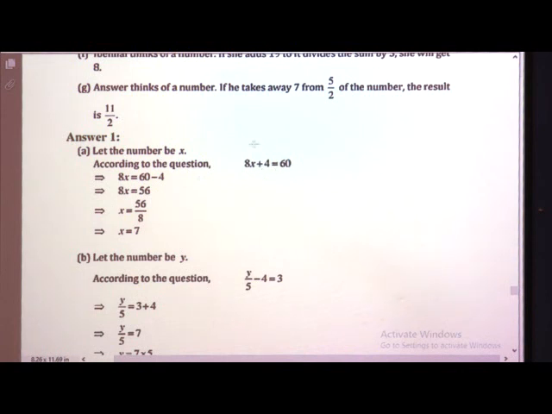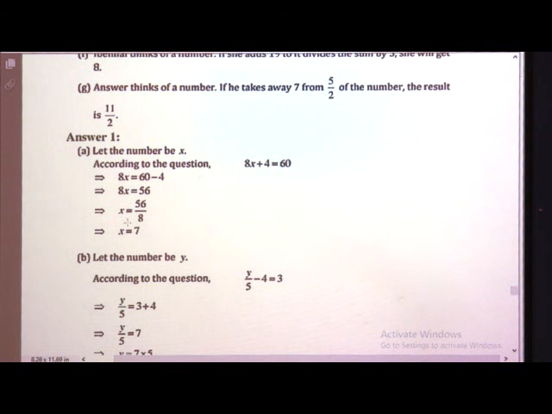So we are taking the variable separate. So 8x is equal to 60 minus 4. So 8x is equal to 56. Now you can find the value of x very easily. So x is equal to 56 upon 8, because it is multiplication. So when it goes to the RHS, that is the right hand side, it goes in the denominator. So x is equal to 7.